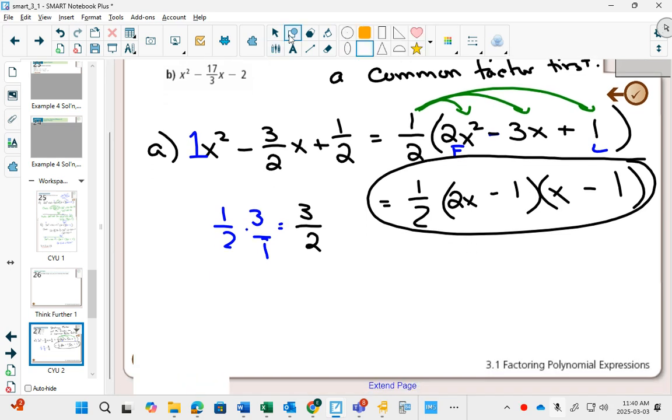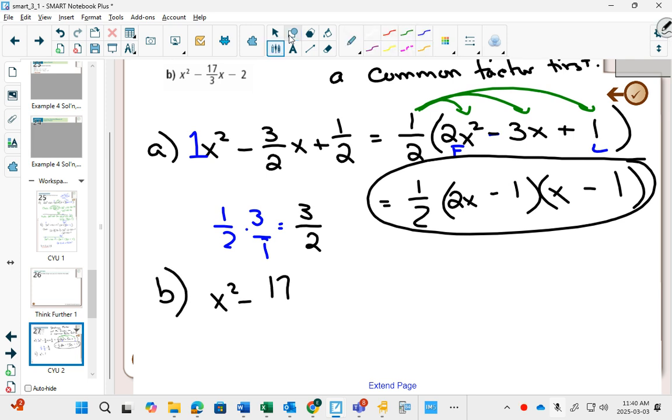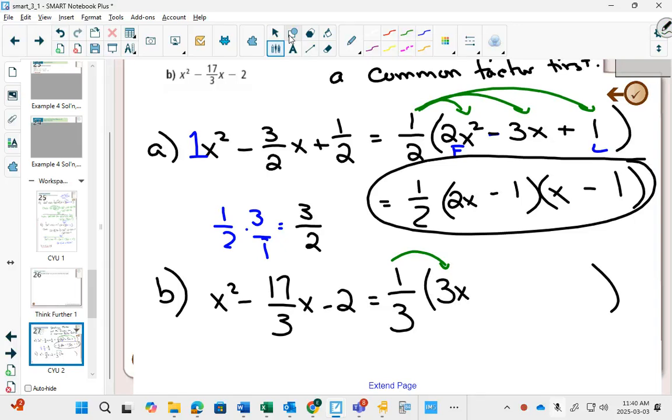So these are the questions with fractions. Do part B now. We have to factor out the fraction so that the denominator is a 3. I factor out a 1/3. I think about 1/3 times what would give me a 1? 1/3 times 3x squared. 1/3 times what would give me negative 17 over 3?